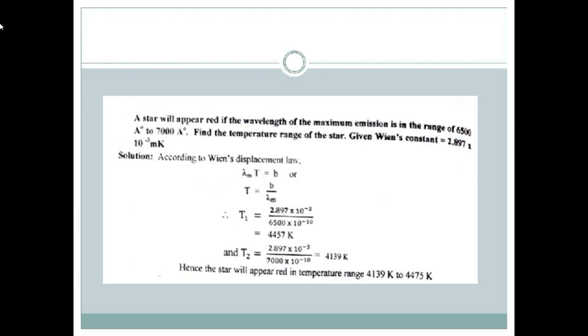Just substitute the value of B. We know it is 2.897 into 10 to the minus 3 divided by lambda m. They gave as 6500 into 10 to the minus 10. When you solve, you will get T1 is equal to 4457 Kelvin.